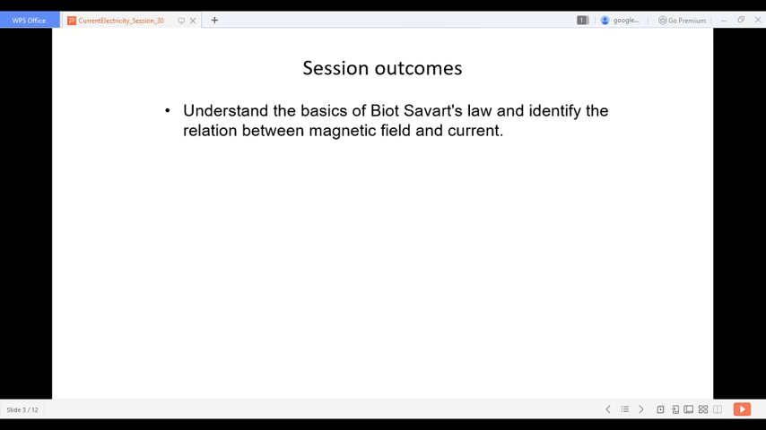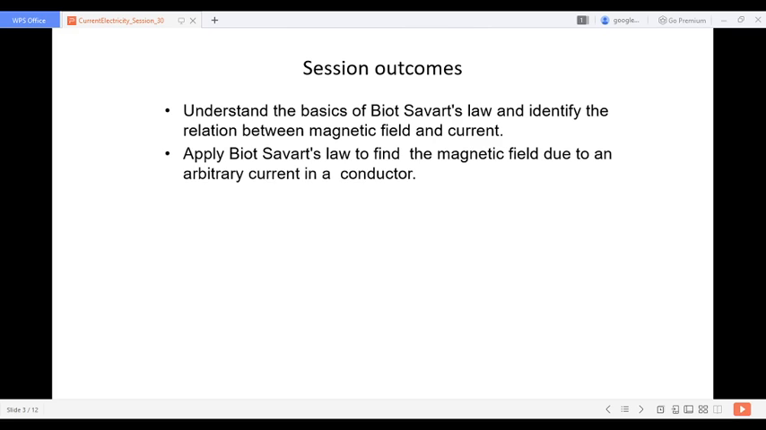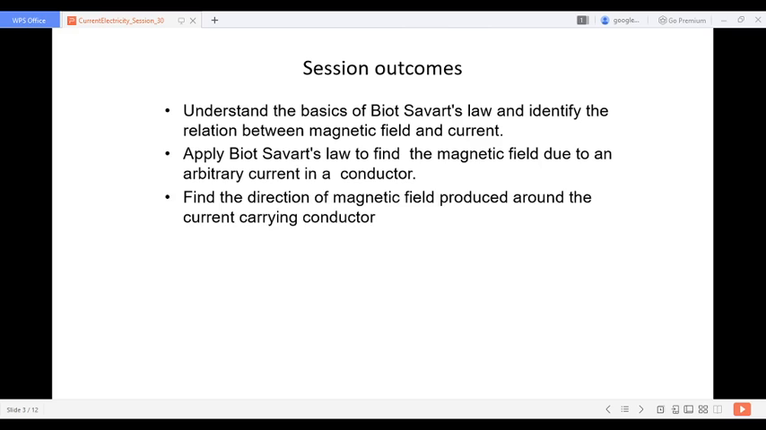The outcomes of this session are as follows. Understand the basics of Biot-Savart law and identify the relation between magnetic field and current. Apply Biot-Savart's law to find the magnetic field due to an arbitrary current in a conductor. Find the direction of magnetic field produced around the current carrying conductor.